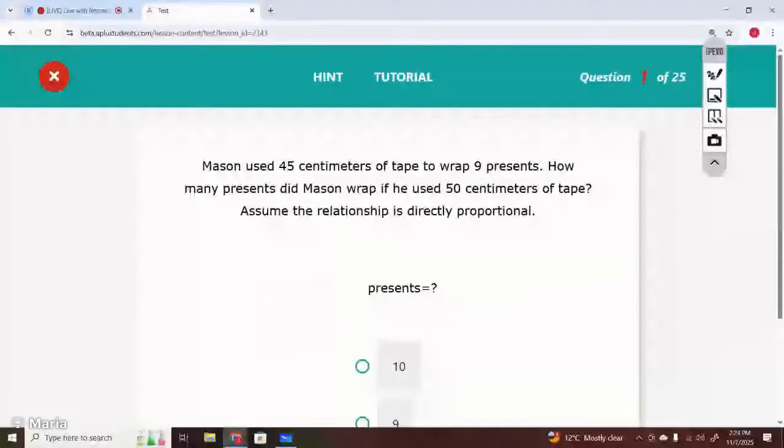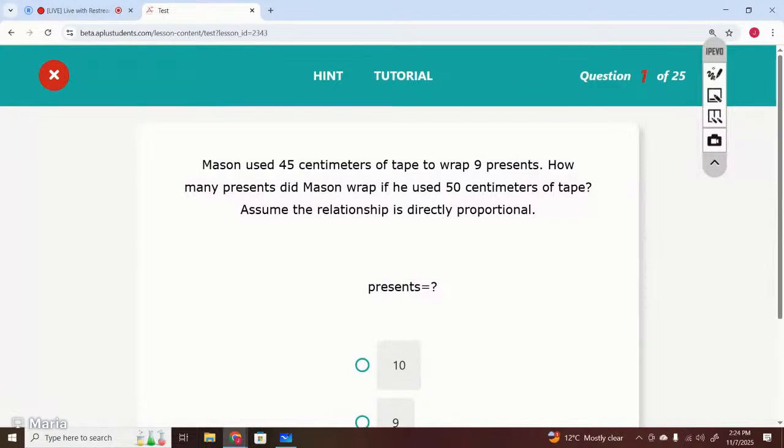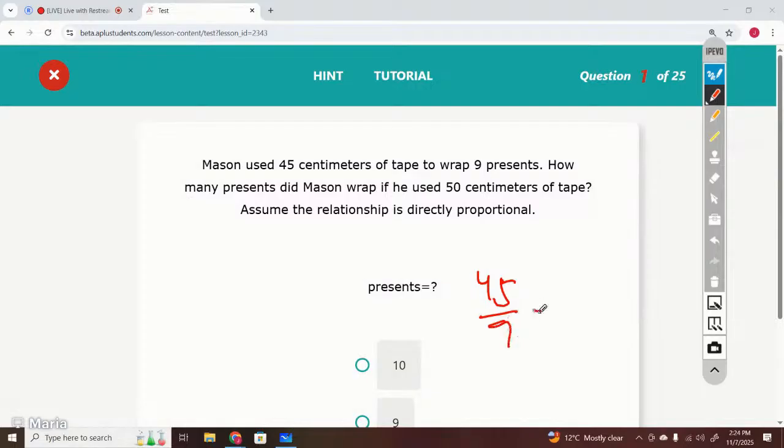Mason used 45 centimeters of tape to wrap 9 presents. How many presents did Mason wrap if he used 50 centimeters of tape? So 45 centimeters by 9 presents, right? 45 by 9 and 50 centimeters divided by n. We have to find n. So let's just cross multiply.